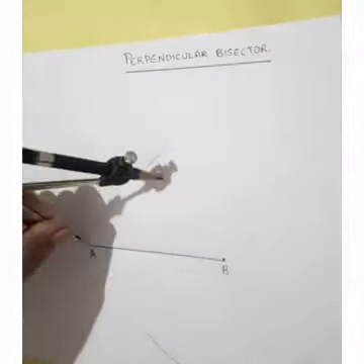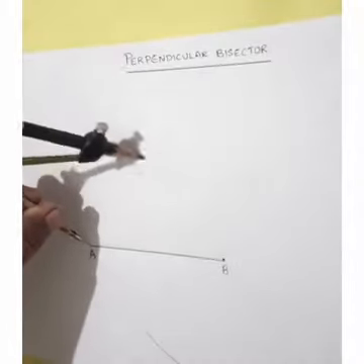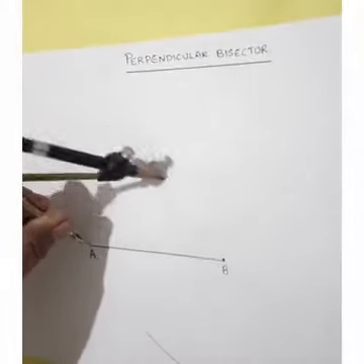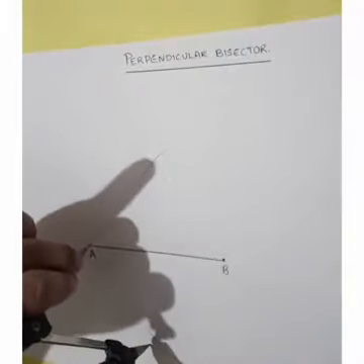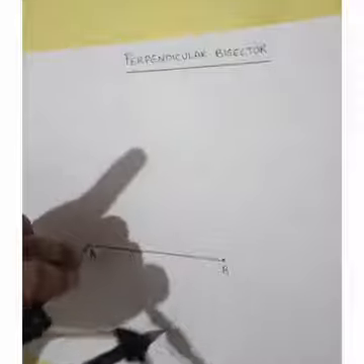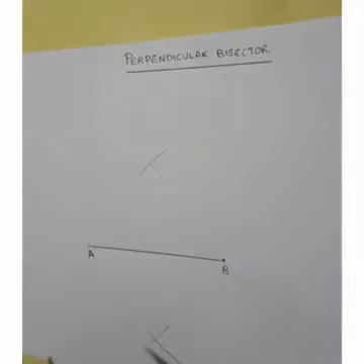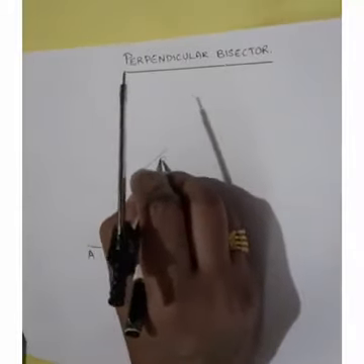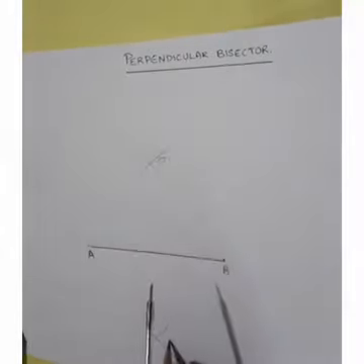And similarly, from A also draw two arcs on both sides of line segment AB to intersect the previous arcs. So now the points of intersection of these arcs, mark those points as P and Q.